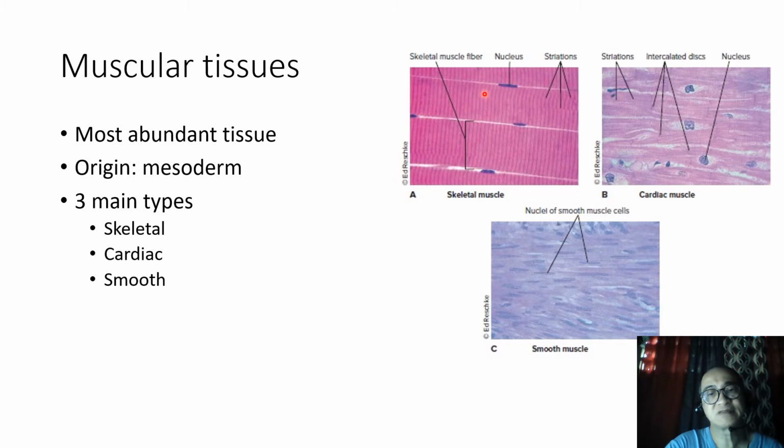blunt-ended cells that appear striated. That is, they have alternating dark and light bands all throughout the length of the muscle fiber. They have multiple nuclei within each muscle fiber that are located just underneath the plasma membrane, so they have peripheral nuclei. Most of the volume of the skeletal muscle cell is therefore filled up by contractile myofibrils, myosin and actin, that form striations all throughout the length of the muscle fiber.